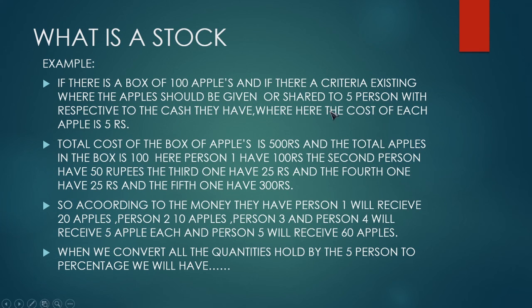Here let's assume that the cost of each apple is 5 rupees. It's not the real case, just an assumption. The cost of each apple is 5 rupees. So the total cost of the box of apples is 500 rupees. Since we have 100 apples in the box, 100 into 5 is 500. So the total cost of the box of apples is 500 rupees.